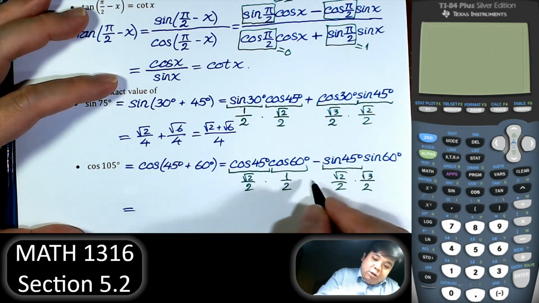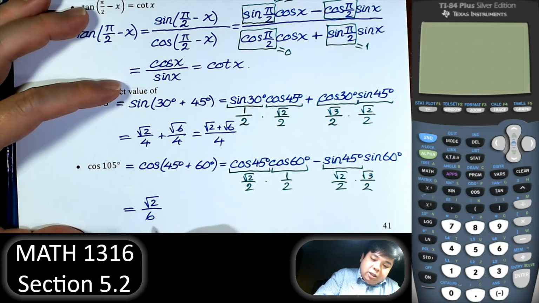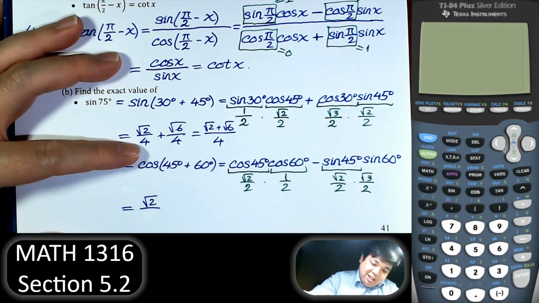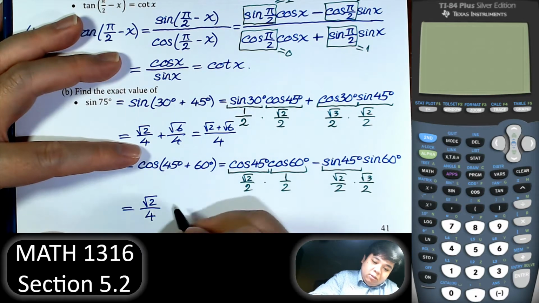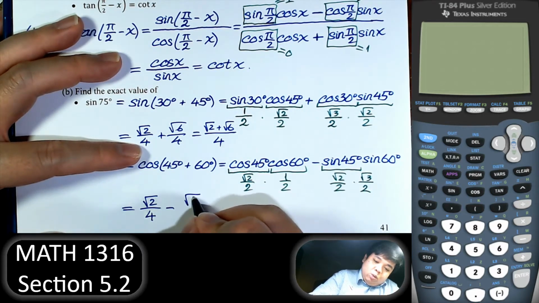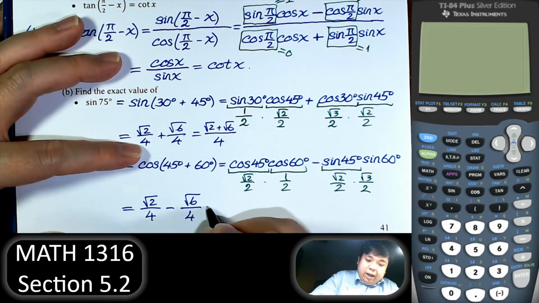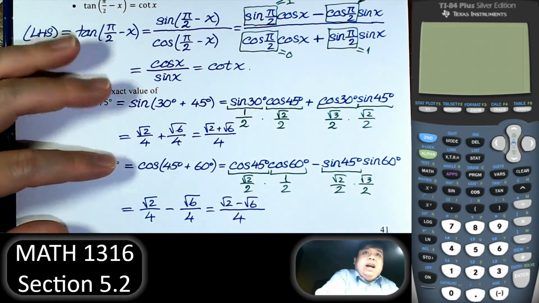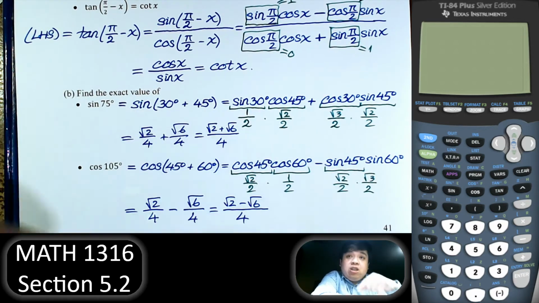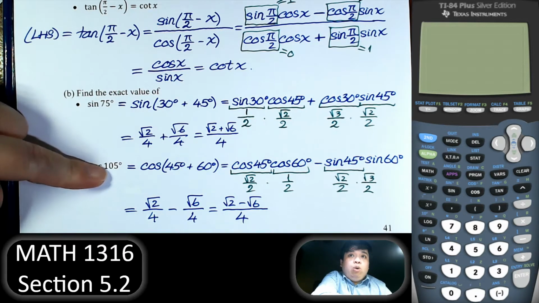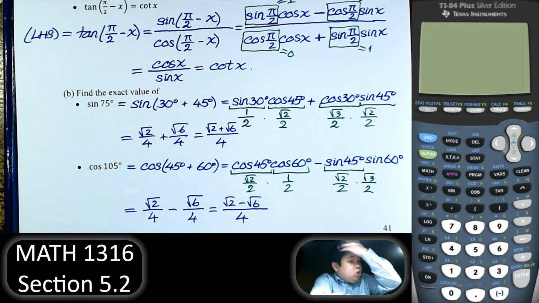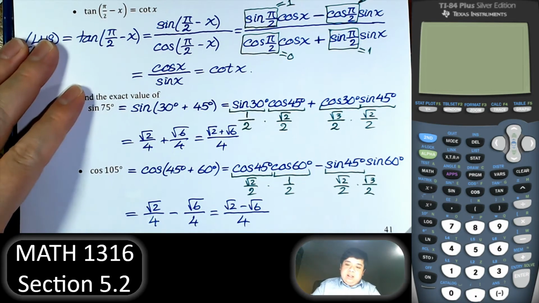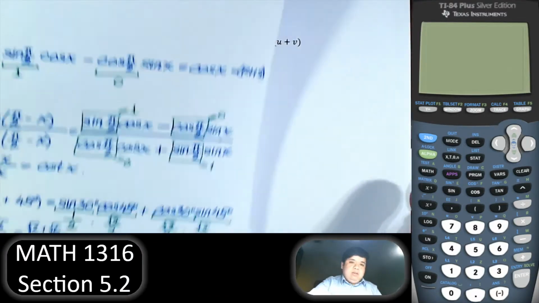So put them together, multiply straight across: square root of 2 over 4. I don't know why I got 6. Multiply this: square root of 6 over 4, and combine like terms. Square root of 2 minus square root of 6, over 4. And square root of 2 is less than square root of 6, so the answer here is negative. And cosine of 105 is in the second quadrant, so it should be negative. Let me check. So that's simple enough.